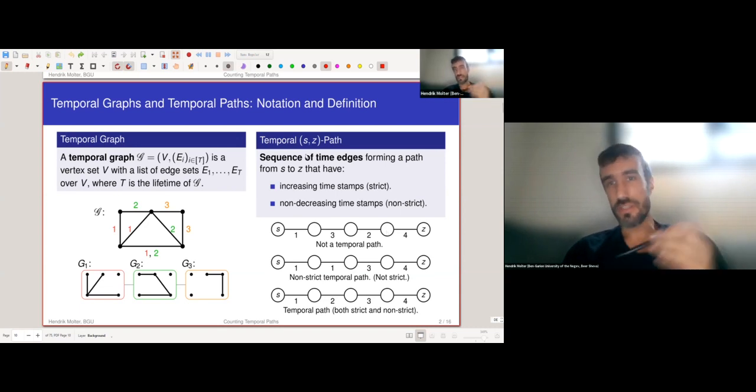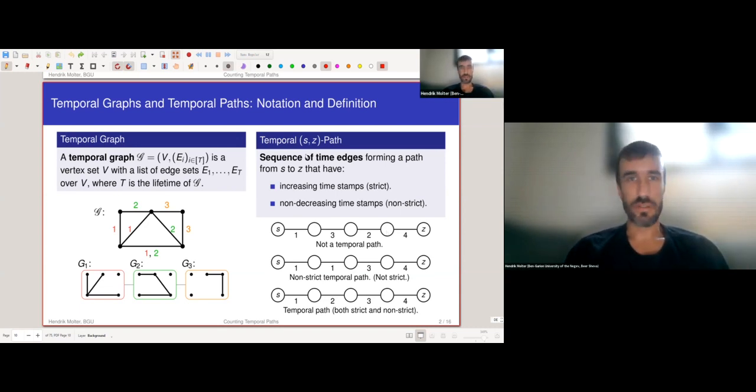And again, I want to point this out a little bit because we are counting, we want to know when we consider two temporal paths to be different. So even though, let's say, I use the same sequence of vertices, but I exchange this last edge here for a different one that uses label 5, this will be a different temporal path.